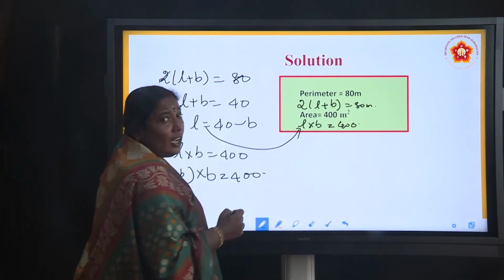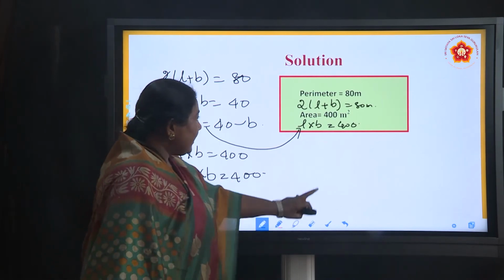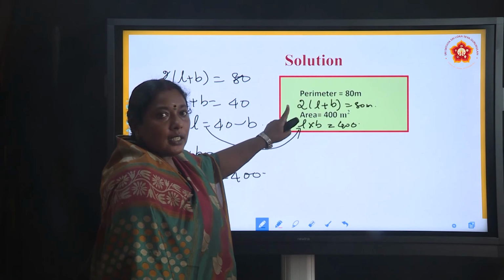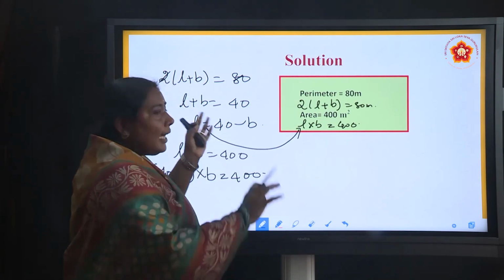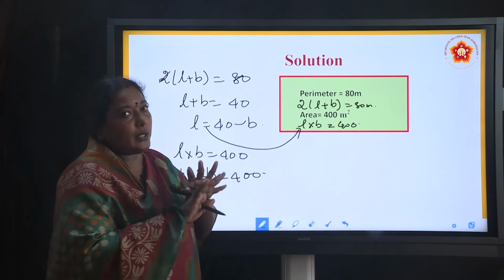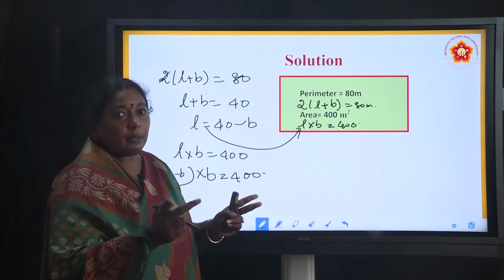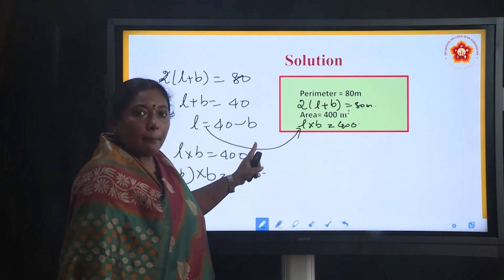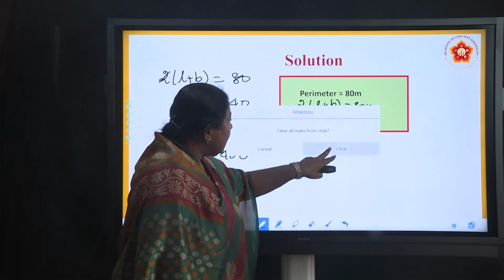You can keep it as B or you can keep it as X, no problem. I think you understood what we did here. We wrote the formula and made it a single variable. In a quadratic equation we cannot work with a double variable, only a single variable is possible. So we are making the length depend on breadth and solving for the answer, that is all.